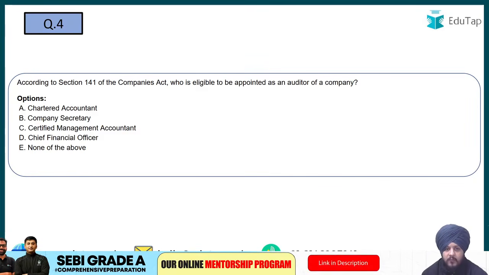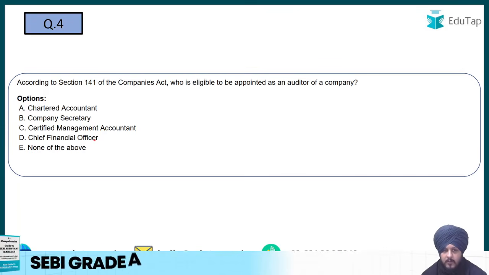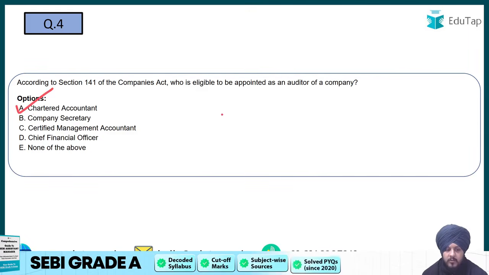According to section 141 of the Companies Act, who is eligible to be appointed as an auditor of a company? So option A, chartered accountant; option B, company secretary; option C, CMA, certified management accountant; option D, chief financial officer; and option E, none of the above. So the correct answer to this question is going to be what? It is going to be chartered accountant, right?